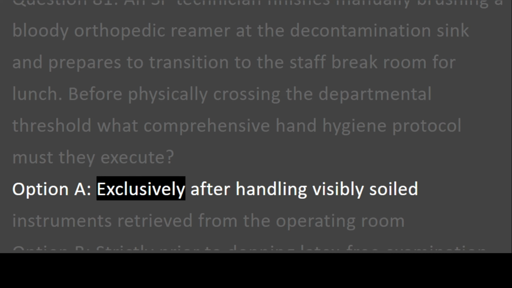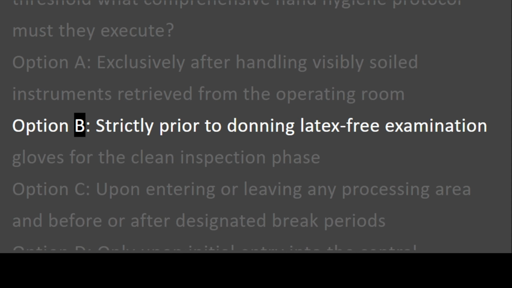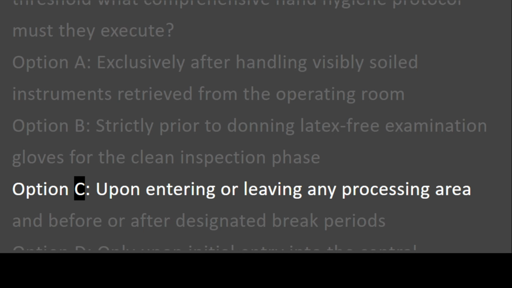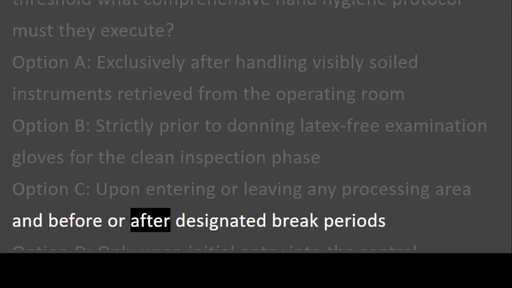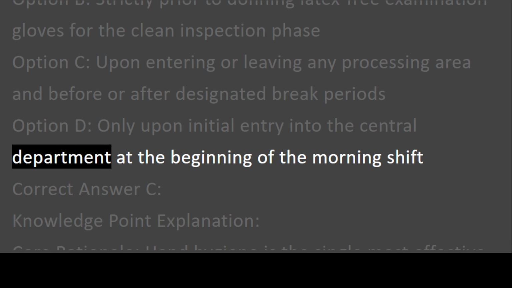Option A. Exclusively after handling visibly soiled instruments retrieved from the operating room. Option B. Strictly prior to donning latex-free examination gloves for the clean inspection phase. Option C. Upon entering or leaving any processing area and before or after designated break periods. Option D. Only upon initial entry into the central department at the beginning of the morning shift.